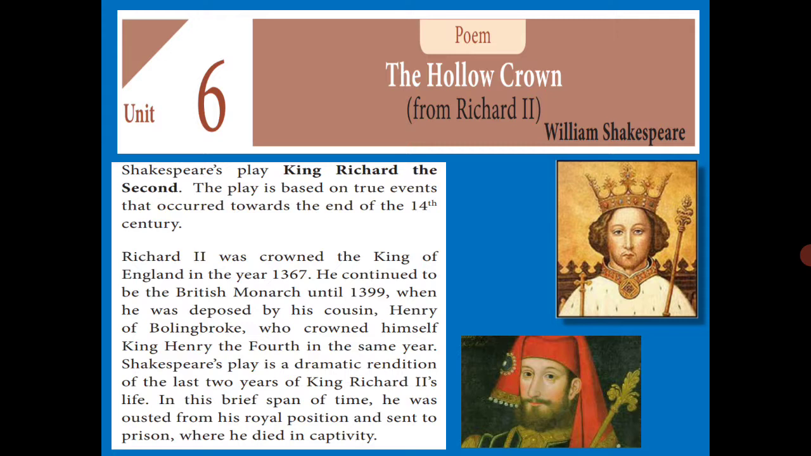Shakespeare's play is a dramatic rendition of the last 2 years of King Richard II's life. In this brief span of time, he was ousted from his royal position and sent to prison, where he died in captivity. So this particular play is a dramatic presentation of the last 2 years of King Richard's life. I told you, 1367 to 1399. What happened in the last 2 years has been beautifully dramatized by Shakespeare. During this small span of time, he was dethroned from his royal position and sent to prison. And there, King Richard II died in captivity.